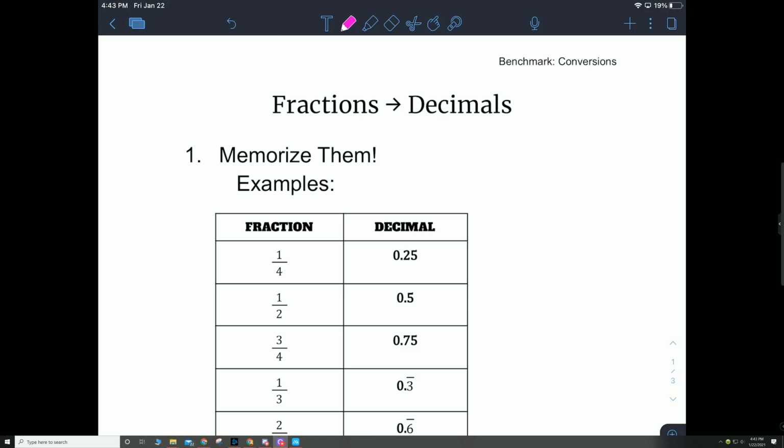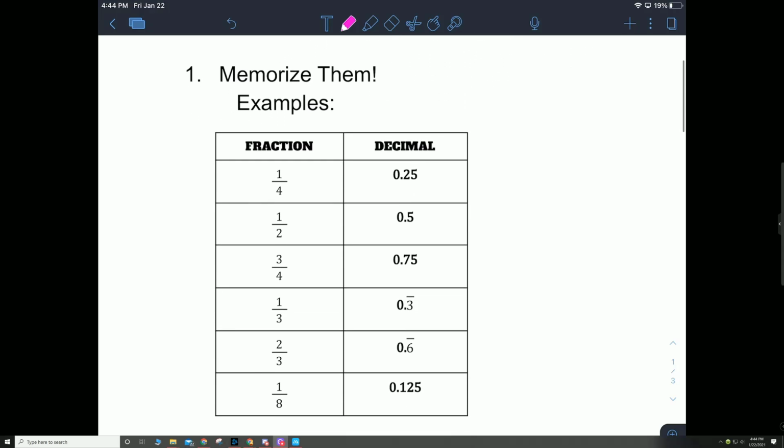The first way to convert a fraction into a decimal is just to memorize it. There's a lot of really famous fractions whose decimal equivalents are simply known. Here's a couple of famous ones. 1/4 is 0.25, 1/2 is 0.5, 1/3, for example, is 0.3 repeating, and so on and so forth.